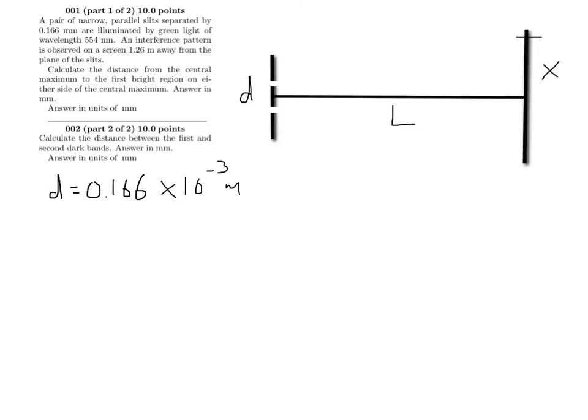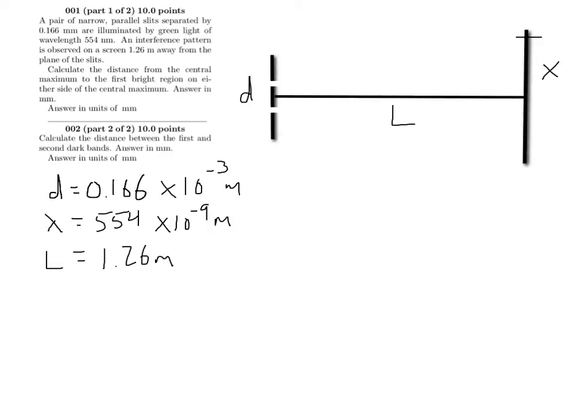So the next thing it says is that the green light is a wavelength of 554 nanometers. So again, I'm going to write my wavelength is 554, but instead of writing nanometers, I'm going to write times 10 to the minus 9 meters. Next, it says an interference pattern is observed on a screen 1.26 meters away. Well, that's how far it is. That's L is 1.26 meters.